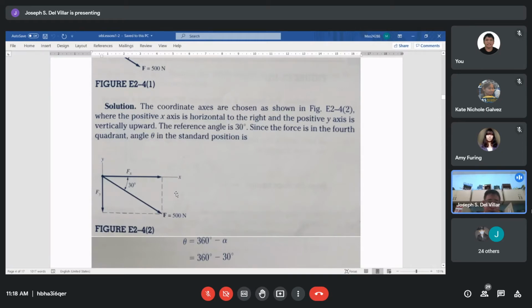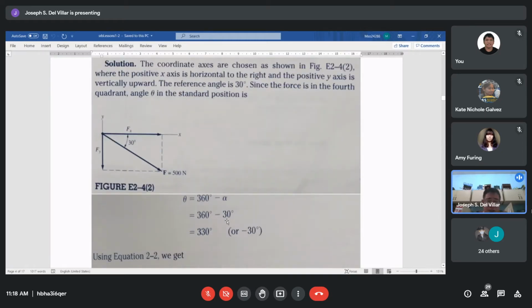Now, here you will see that the standard angle was used. Not 30 degrees, but instead 330 degrees. Why? Because we trace the angle of the force. From x going counterclockwise, 90 degrees, 180, 270, plus 60, that's why 330. But as I've said, we will not use 330, but the acute angle with respect to x. So how do we get the 30? 360 minus 330. That is the angle of 30 degrees.